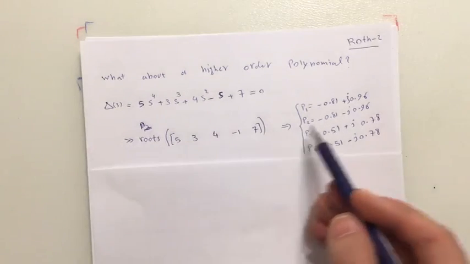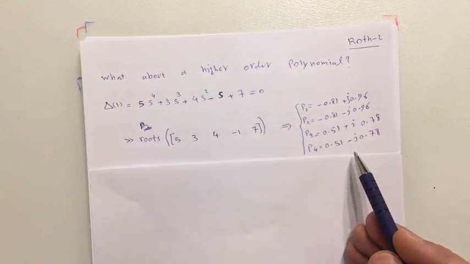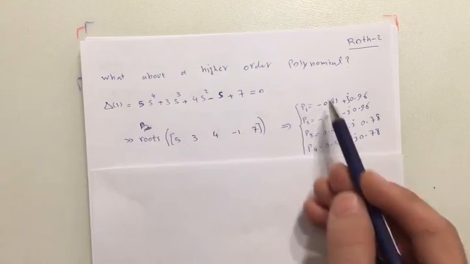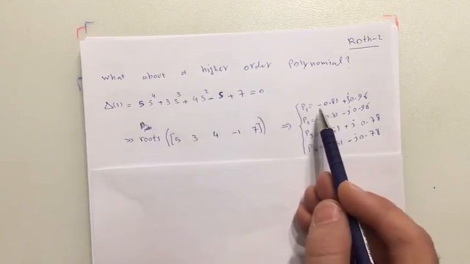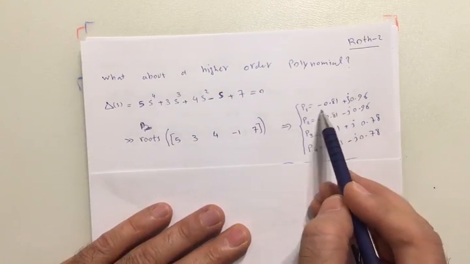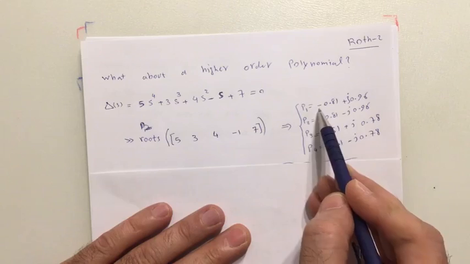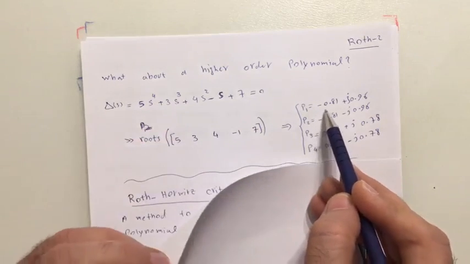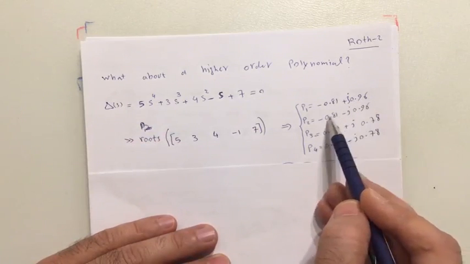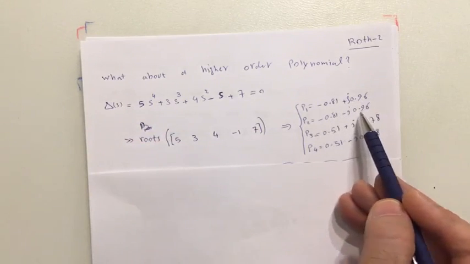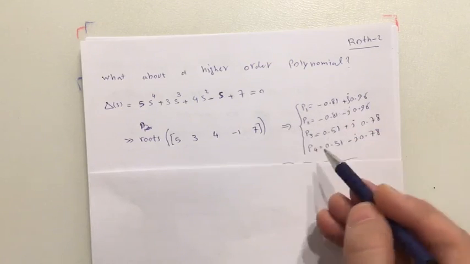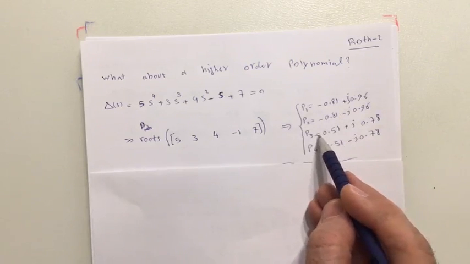If you do that, you will get these 4 poles. As you know, a polynomial of order 4 has 4 roots. As you could see, 2 of the poles have negative real value, so minus 0.81 plus j 0.96 and minus j 0.96. So these 2 poles are in the left half plane.